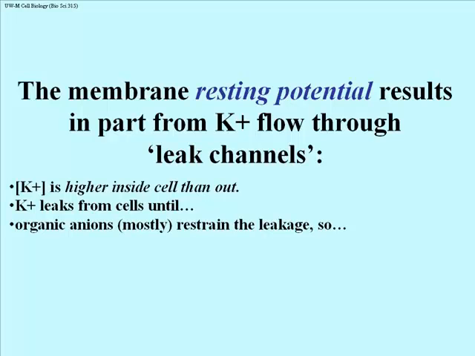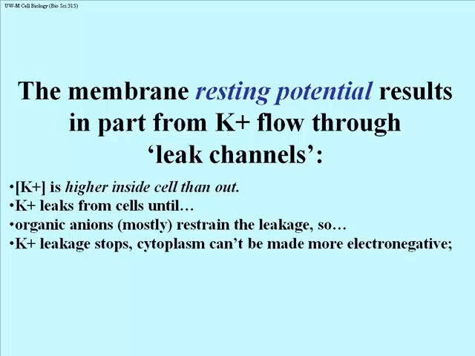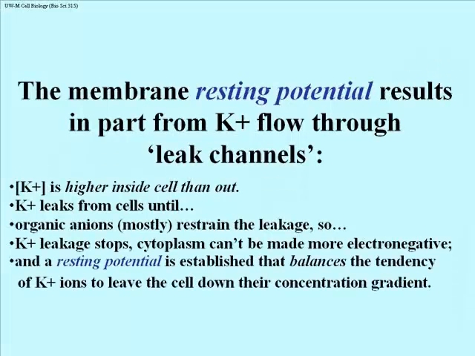The cell would in fact become electronegative relative to the outside. And then the potassium ions, which are positively charged, would slow down. They wouldn't leak as fast, and eventually they would stop leaking altogether. So the potassium leakage stops when the cytoplasm cannot be made more electronegative. That is, there is a restraint on the leakage of the potassium. And that is largely what establishes the resting potential. It is established by the balance between the tendency of potassium at high concentration to leak out of the cell through these leak channels and the tendency of a growing negatively charged interior of the cell to require positively charged ions to neutralize them.